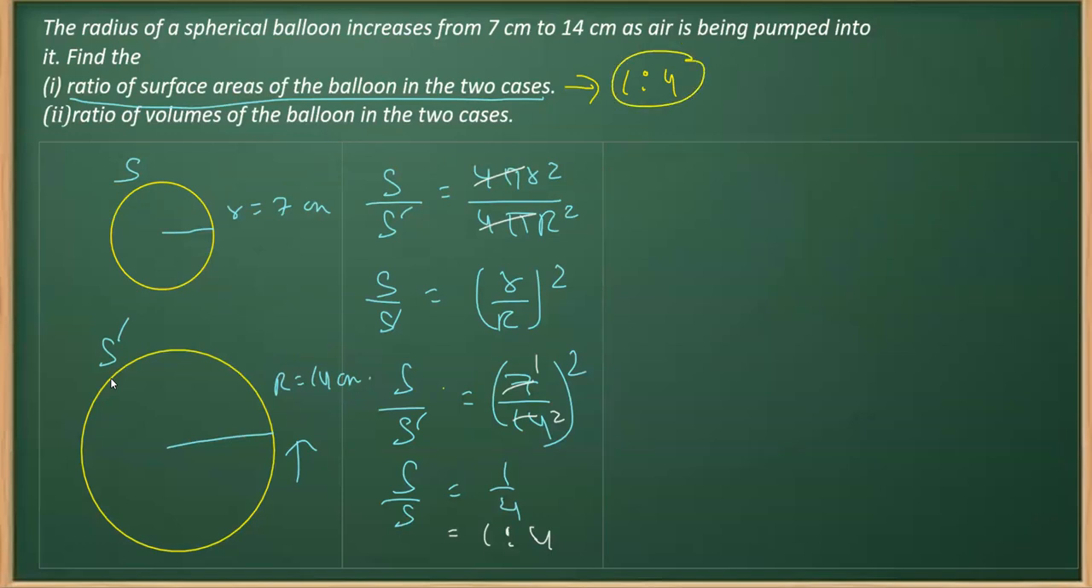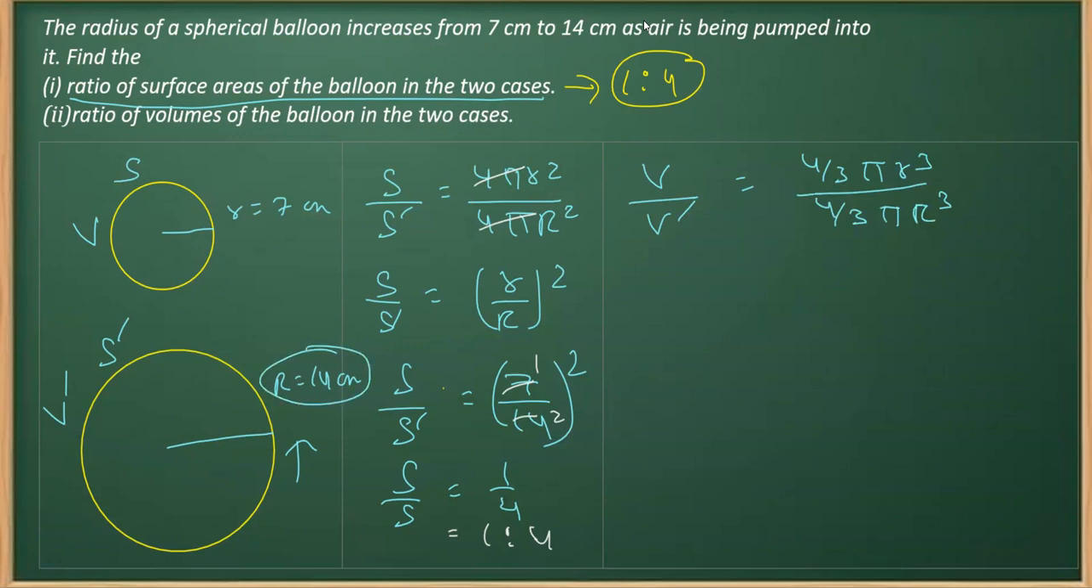Now, similarly, in the next part, we have to get the ratio of their volume. So let V be the volume of this and V dash the volume of the other part. So V over V dash, I'm replacing V with its formula, that is 4 by 3 pi r cube, the volume of a sphere. Similarly, I can write V dash as 4 by 3 pi capital R cube, because this is the bigger sphere with radius 14. Now we can reduce this.